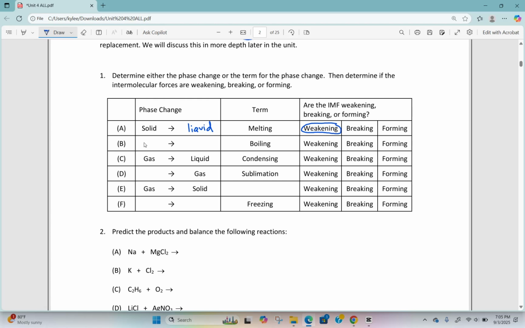Boiling is going to be a liquid to a gas. This is going to be completely breaking the IMFs. When you go into the gas phase, the particles are free to move about, which means that those IMFs that we talked about last unit are not interacting with each other hardly at all. A gas to a liquid is called condensing. So this would be the reformation of those IMFs when a gas is condensing to a liquid. The particles are slowing down, they're getting closer together, which allows those IMFs to form between the particles.